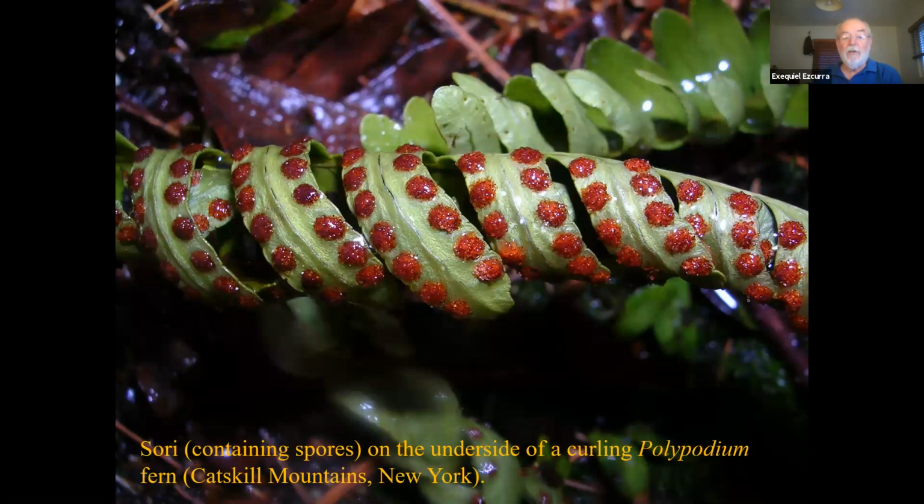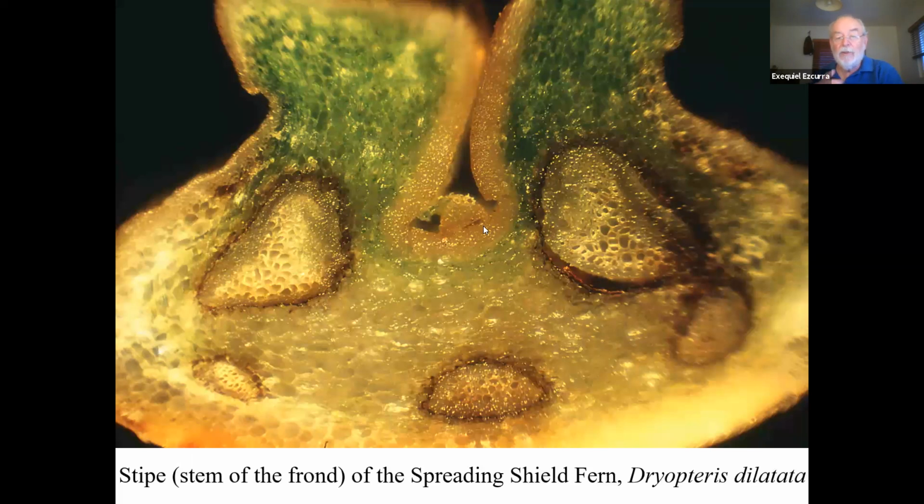You can see here the sori containing the spores on the underside of a fern, or a polypodium fern. Another interesting thing about ferns: they are the first plants that appeared on Earth after mosses that had conductive tissue.